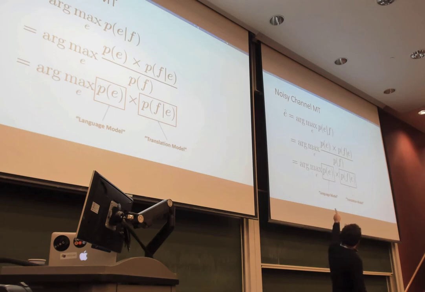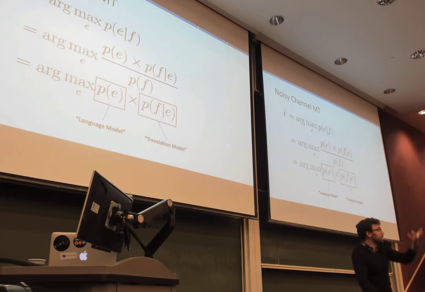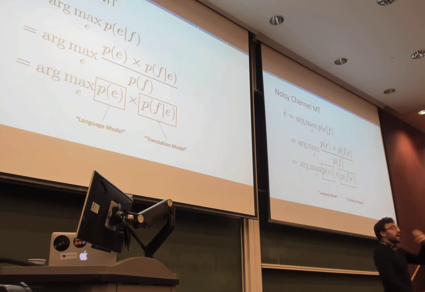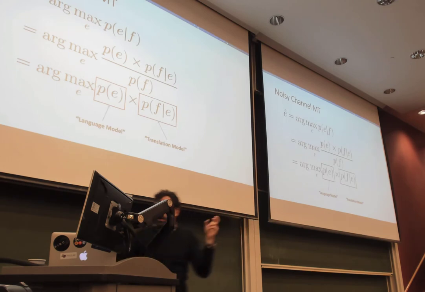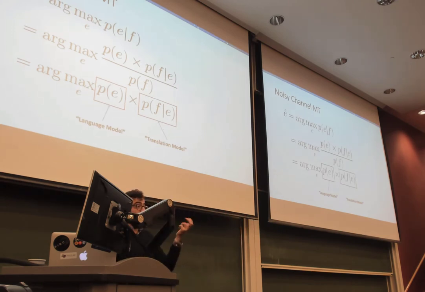The best English sentence E is the one that satisfies this, given the multiplication of what we call the language model and the translation model. So these two parts of the equation do slightly different things.